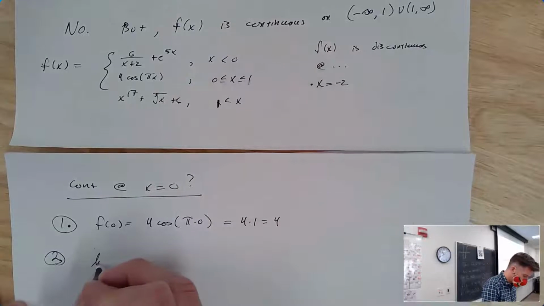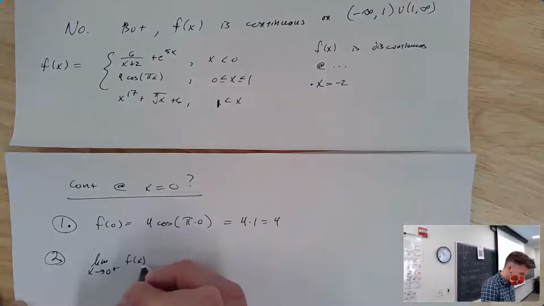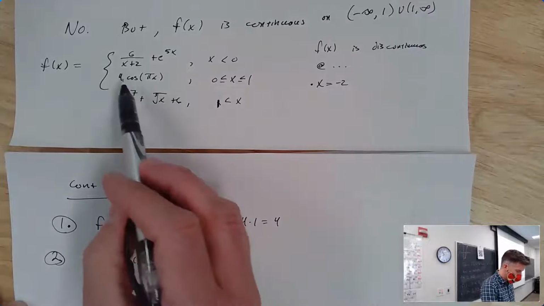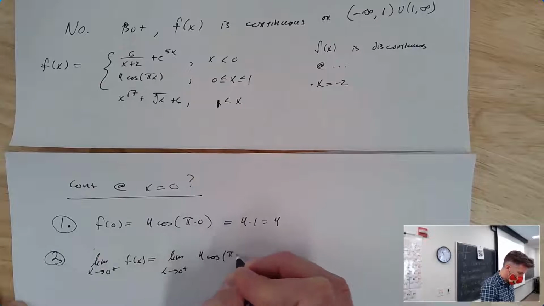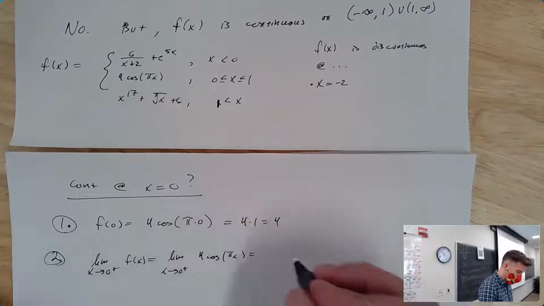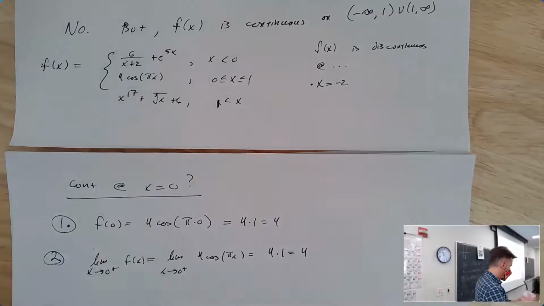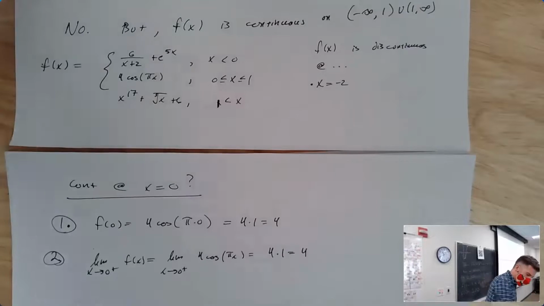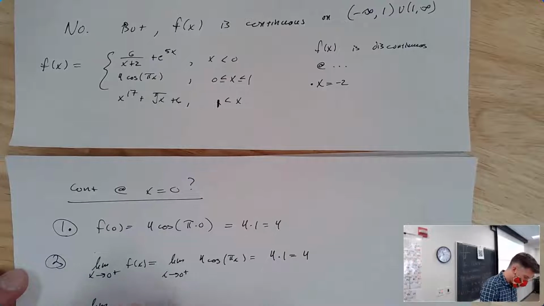So the limit as x approaches 0 from the right-hand side of f of x, while the right-hand side of 0 uses this piece right here. The limit as x approaches 0 from the right-hand side of 4 cosine of pi x. And then we plug in 0 and we get 4. And then we're going to look at the limit as x approaches 0 from the left.